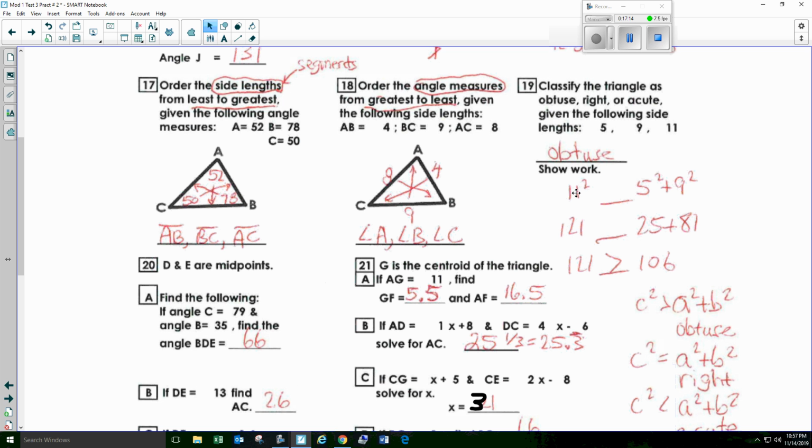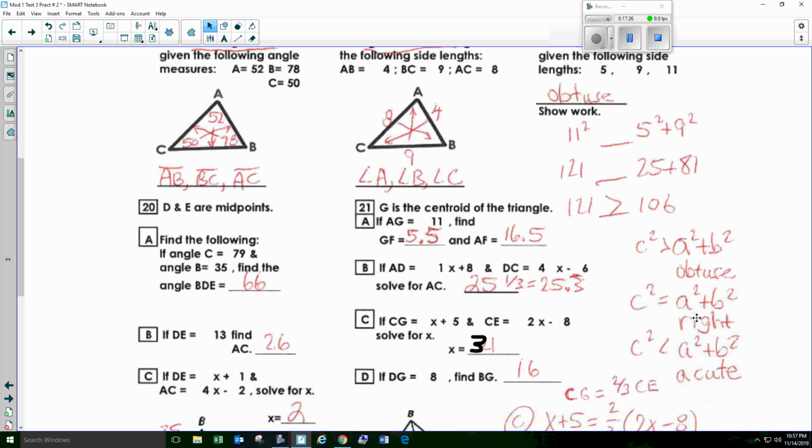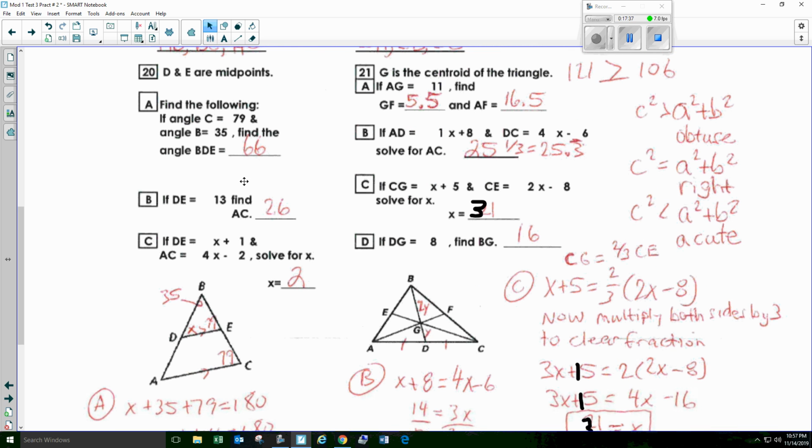Okay, so we have 11 squared blank 5 squared plus 9 squared. This is the work I should be seeing. So you get 121 finally is greater than 106. Since c squared is greater than a squared plus b squared, it's obtuse. If it was equal to it, it'd be right. If c squared was less than it, it'd be acute. You have to have this memorized. Okay. That was 19 and 20.